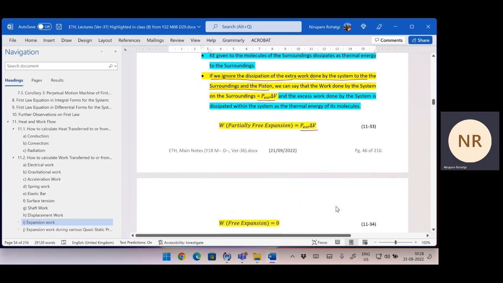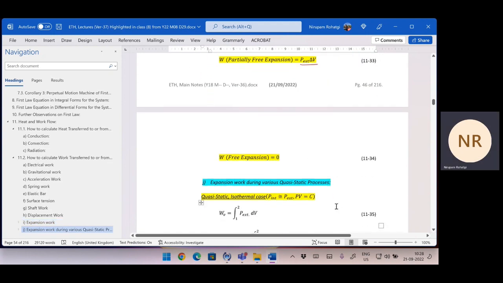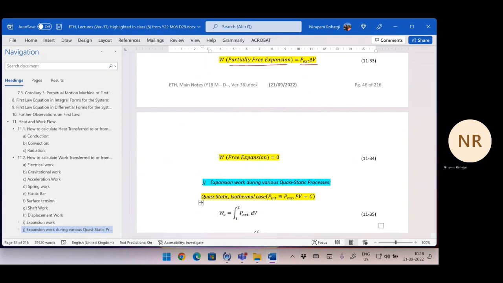Then there is one more thing. Suppose this is called partially free expansion. We call it a partially free expansion because the outside pressure is less than the inside pressure. So it will expand freely up to some point. After that, it will stop when the inner and outer pressure become the same.